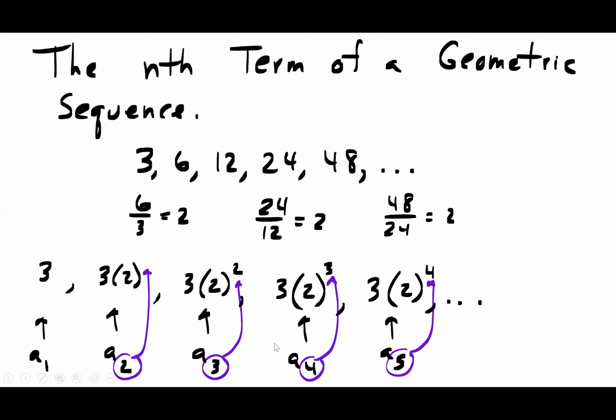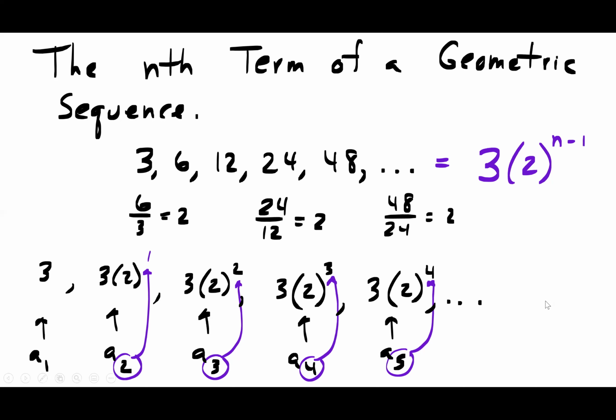So let's see if we can put this together. This sequence, 3, 6, 12, 24, 48, has an initial value of 3 by itself. That's A1, right? And then what happens? It keeps on multiplying in 2s, but those 2s are kind of off by 1, right? So you get to the nth one, you get to the 5th one, but you're going to say 5 minus 1. You get to the 4th one, but you're going to say 4 minus 1.